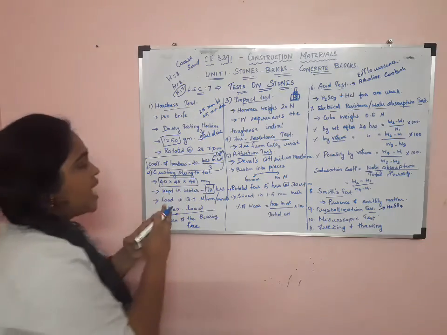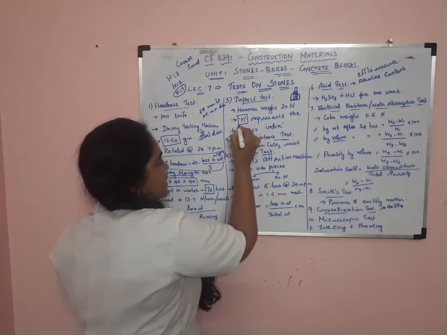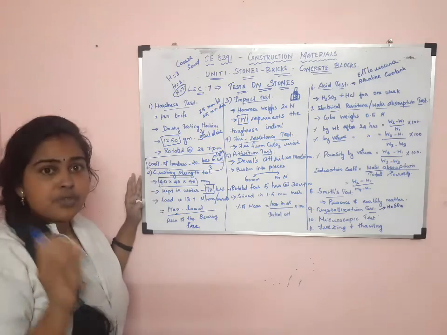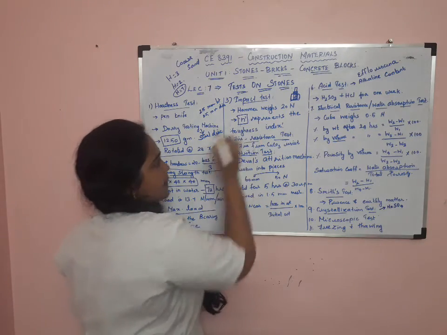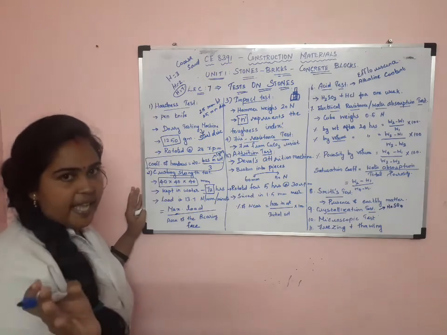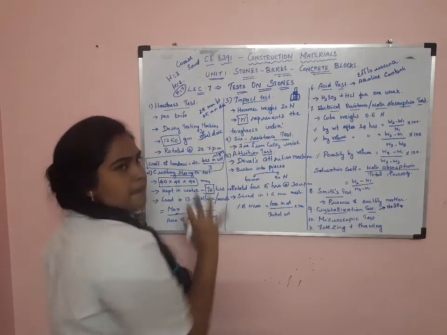At which blow the stone was broken, that is noted. This N represents the toughness index. So this is about the impact test.